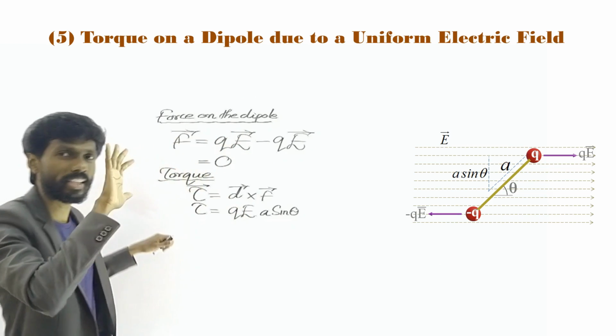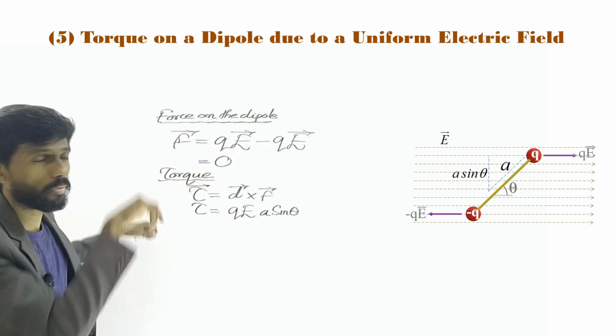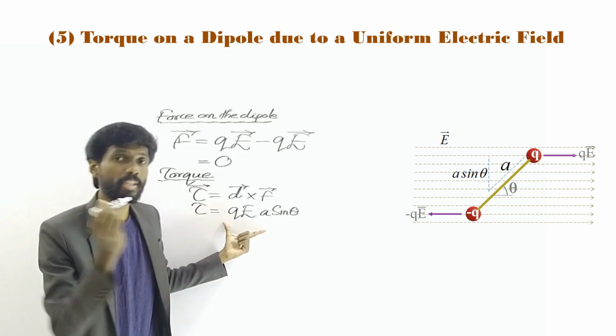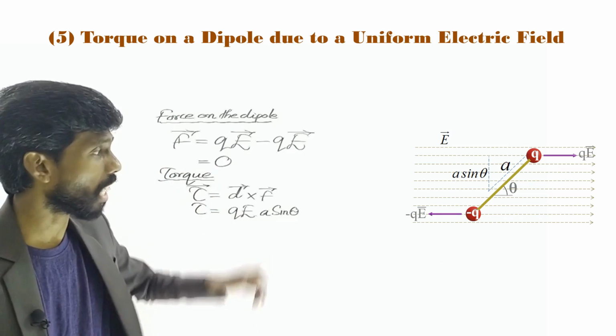Do you understand? So right hand rule we know. So this is D vector, F vector. So D cross F is the inward vector. So this direction is the inward direction. Okay, done. Now we will also find the torque on the charge minus Q.